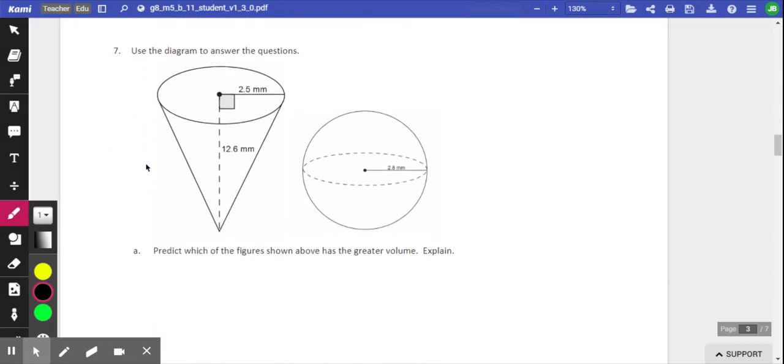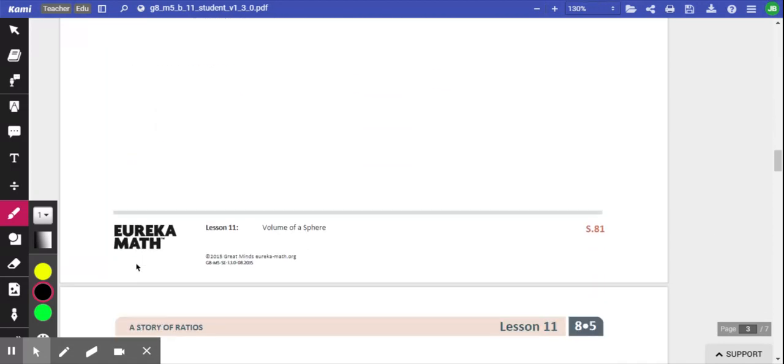So number 7 is going to be a little bit different. I'm not going to actually work this one out. I just want to talk to you about this one. So I'm not going to tell you how to answer A. I want to see what you can come up with. Predict which of the figures shown above has the greater volume and explain it. I really like to hear some explanations on this, okay?